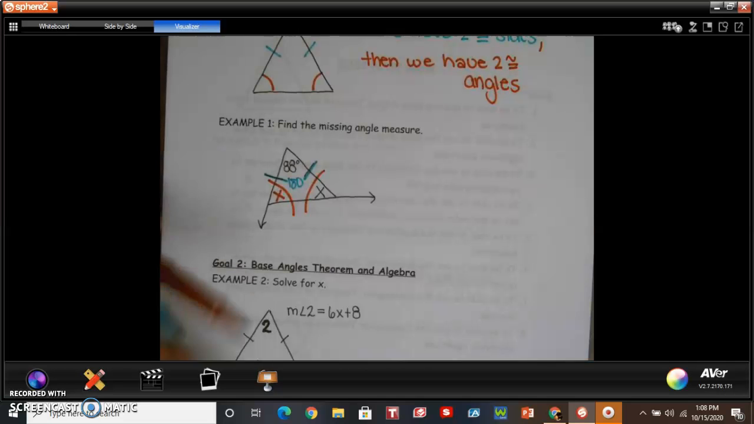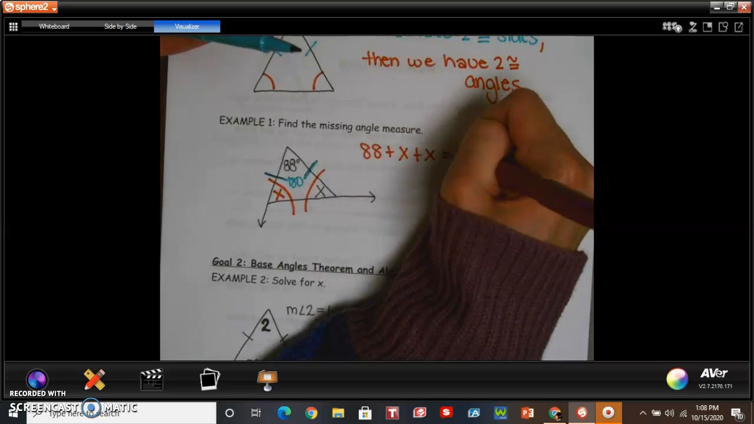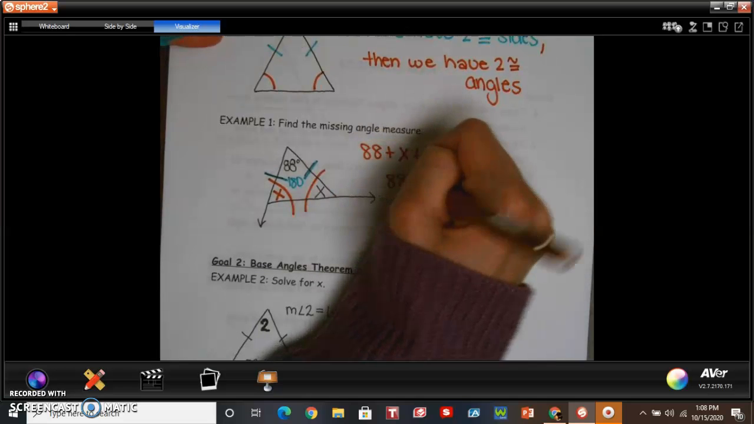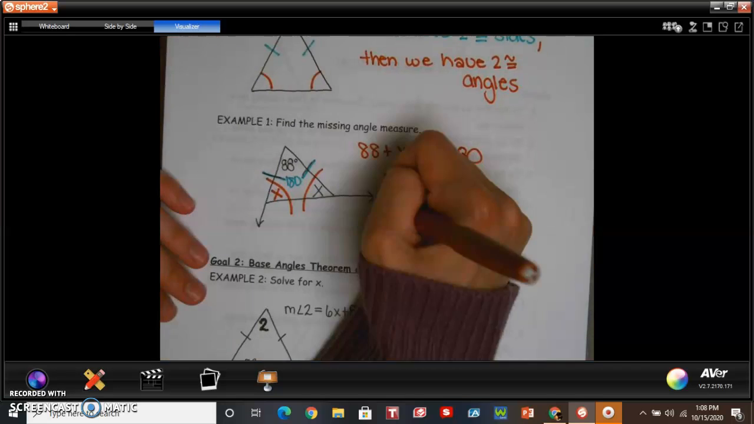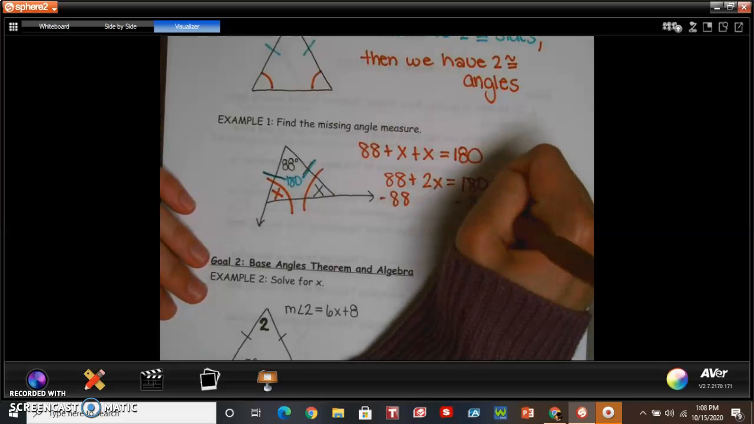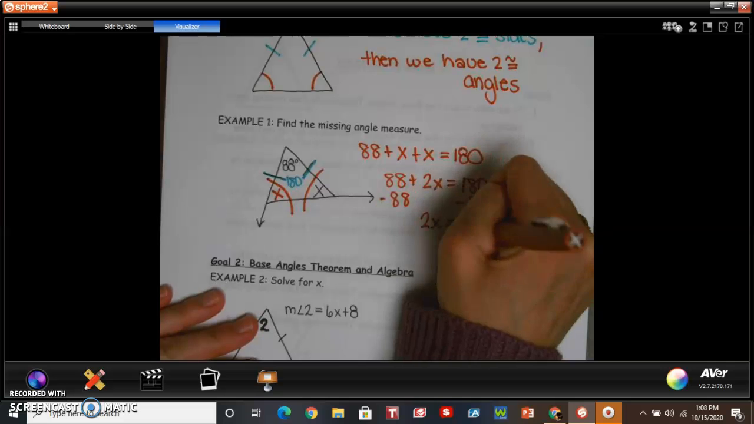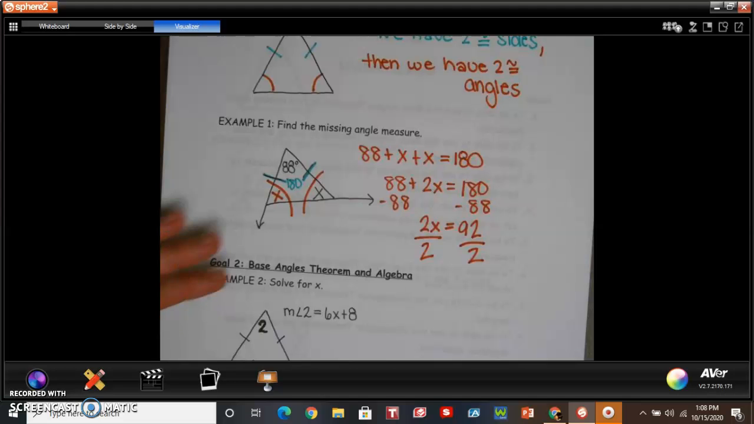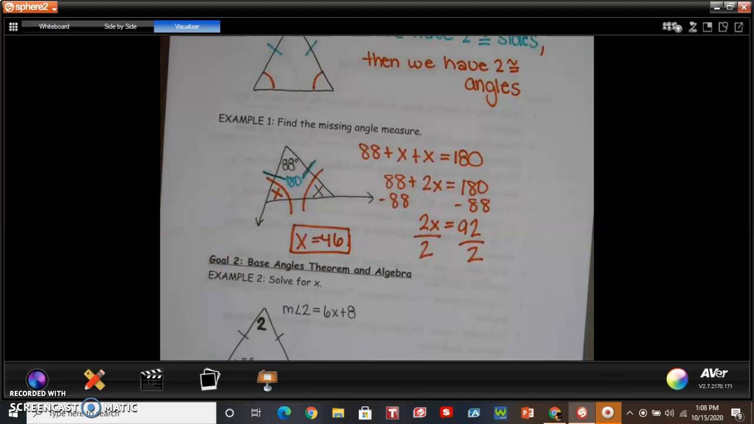So for us to solve for this one, we're going to say 88 plus x plus x equals 180. That gives us 88 plus 2x equals 180. And now we're just going to finish solving for x. So subtract 88. 92. Divide by 2. And we get x equals 46. So that would be our missing measure.